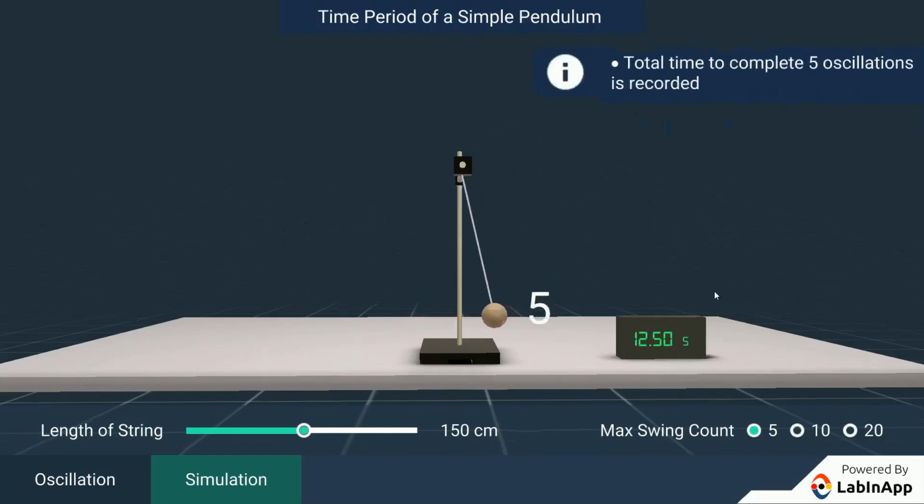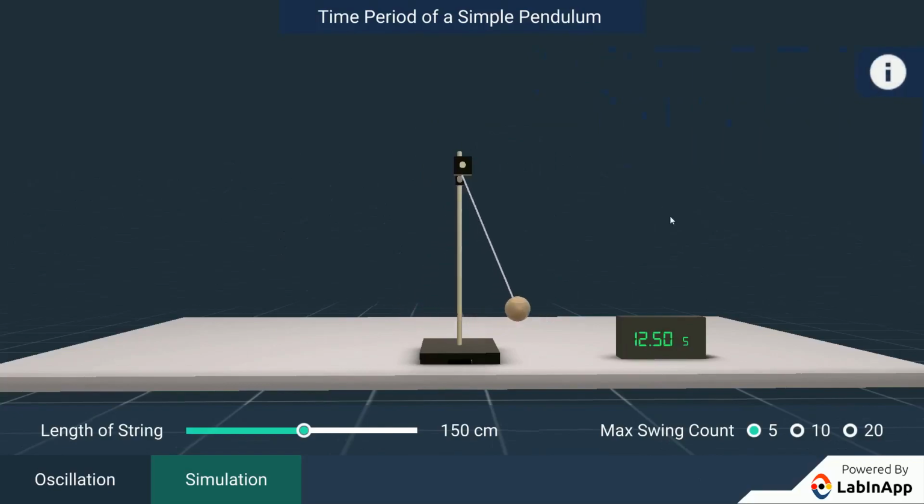Measure the total time for 5 oscillations to complete. By dividing the time taken for 5 oscillations by 5, we can get the time taken for 1 oscillation or the time period of the pendulum. By knowing the time period of a simple pendulum, the time can be calculated.